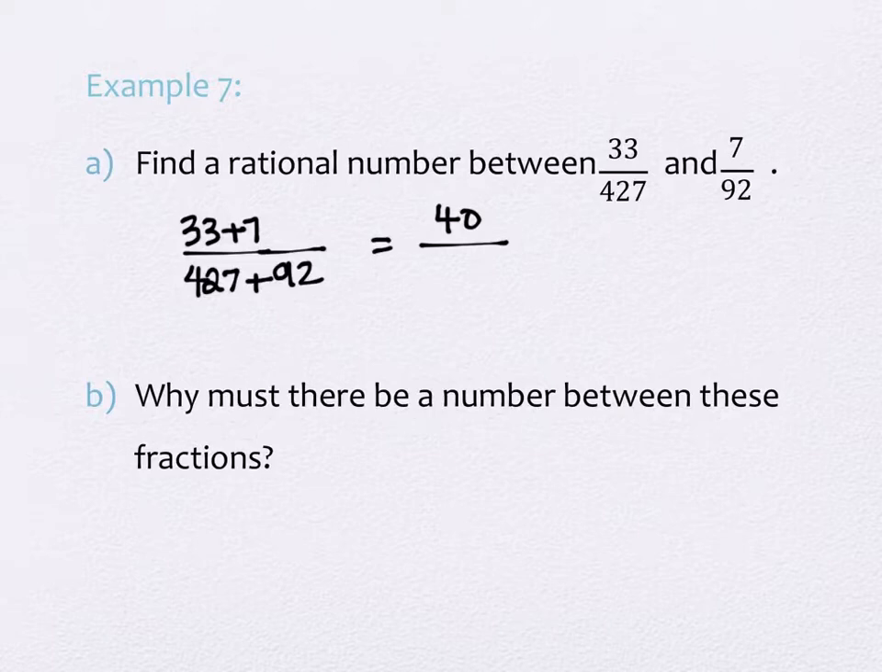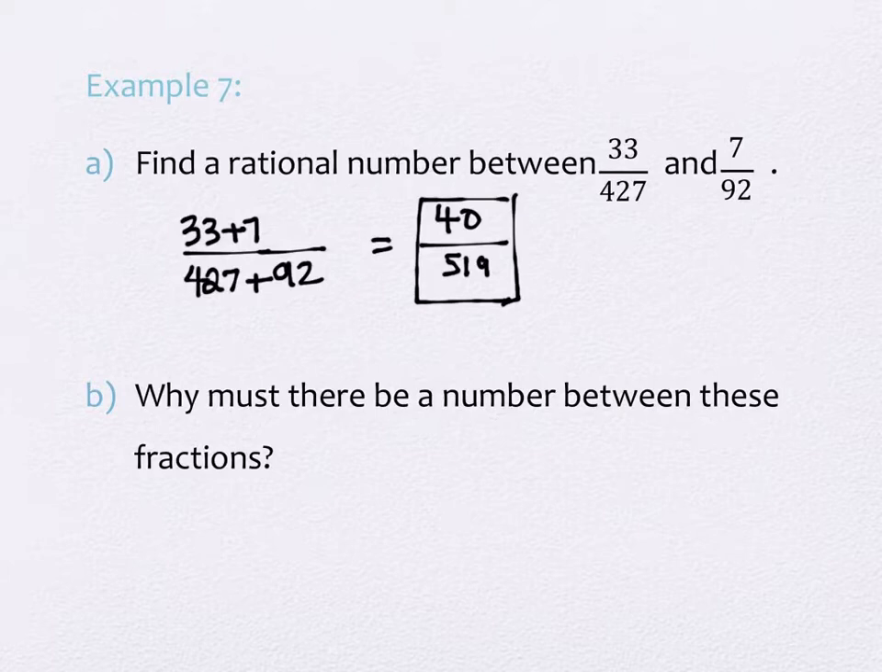What is it? 519. Okay. I'm not sure if there's anything in common to those or not. No, there wouldn't be. So this is it. Yeah, we would have 40 over 519. That number would be between 33 over 427 and 7 over 92. Okay. Very good.